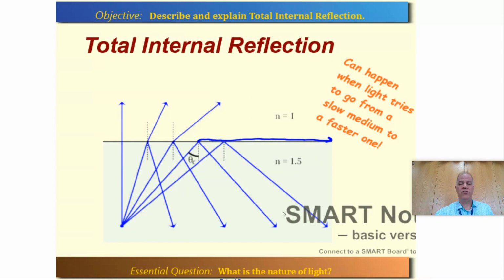It all stays inside. Now, why do we care about that? Oh, yes, and this only happens when light tries to go from a slow medium like water into a fast one like air, or a slow medium like glass into a fast medium like air. Only goes from slow to fast.